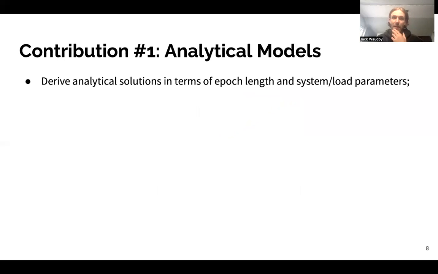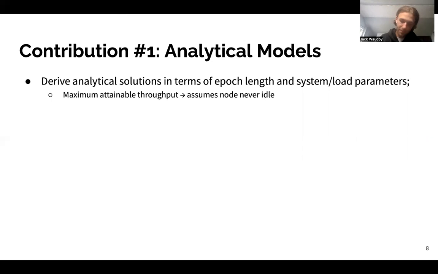There are two analytical models we've derived, both expressed in terms of epoch length and a number of system and load parameters. The first gives the user the maximum attainable throughput for their system. This assumes that nodes are never idle, so as soon as they finish executing one transaction, there's a request waiting for them to begin executing the next one straight away.